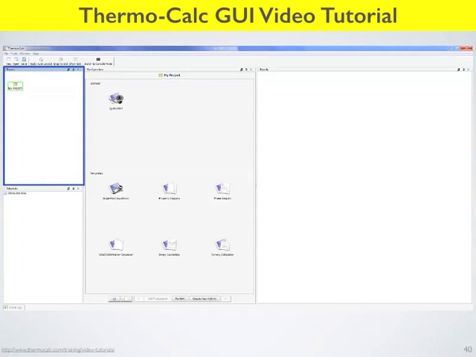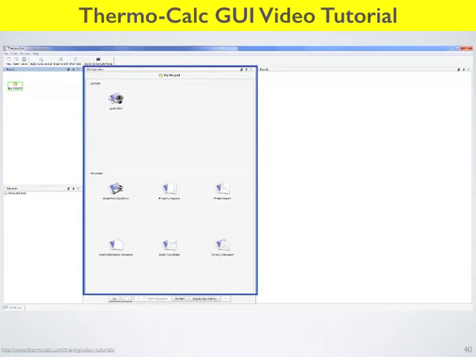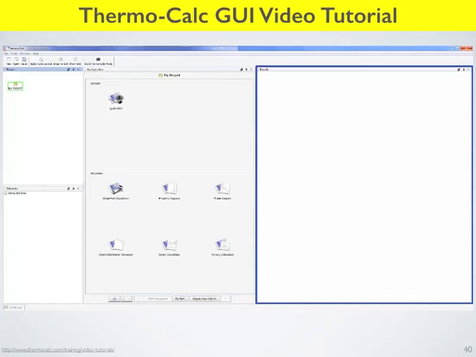This is where you create and change relations between activities. More about activities later. The center pane is where activities are configured. For example, this is where you select elements, set temperature, pressure, composition, diagram axis, and so on. The rightmost pane is where results in the form of tables and plots are shown.